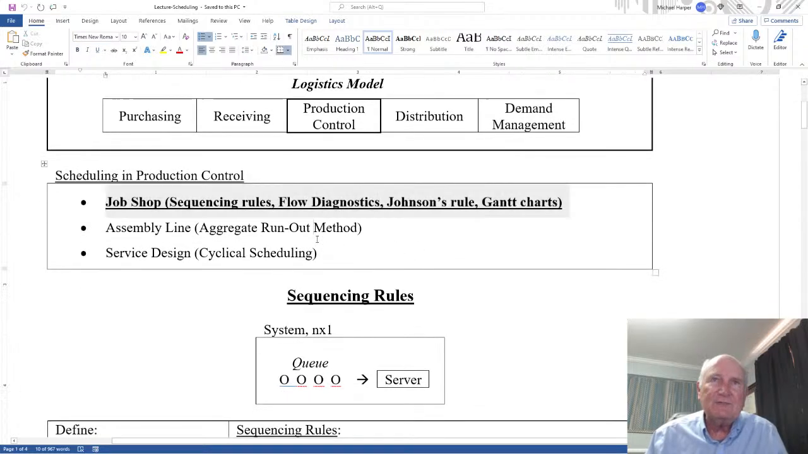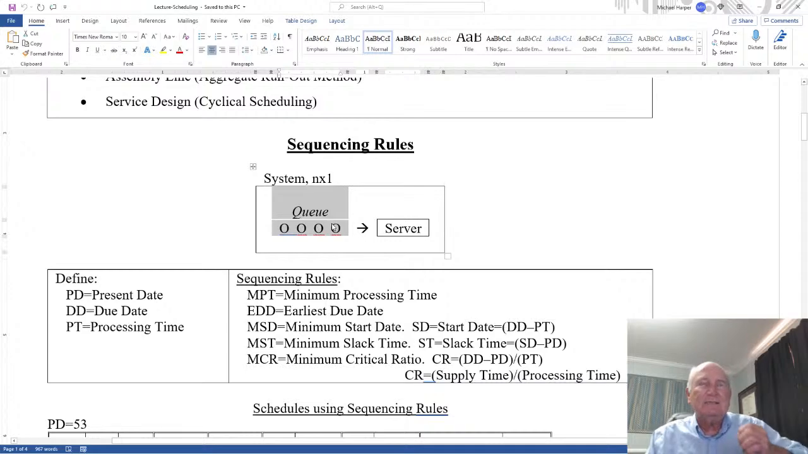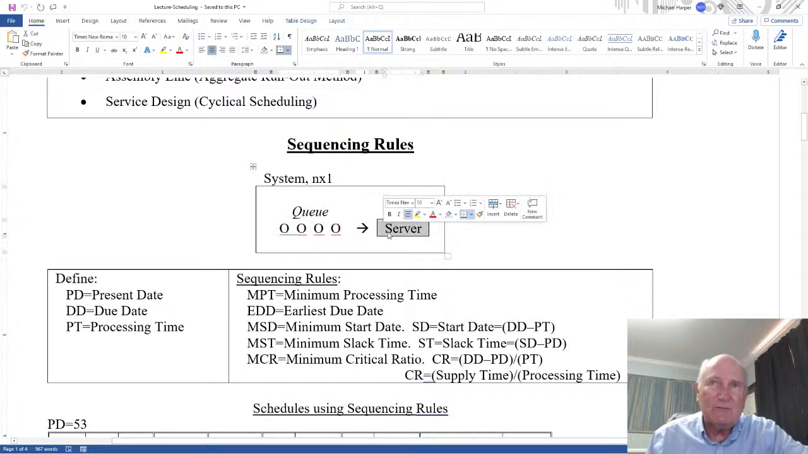Okay, so let's first look at the sequencing rules. Sequencing rules start with something called a queuing system. A queuing system is made up of a queue, which is nothing more than a waiting line, and these circles represent entities within the waiting line. It could be people, jobs, cars, or pieces of information trying to be processed. And finally, we have a server. And the server is servicing the different entities.